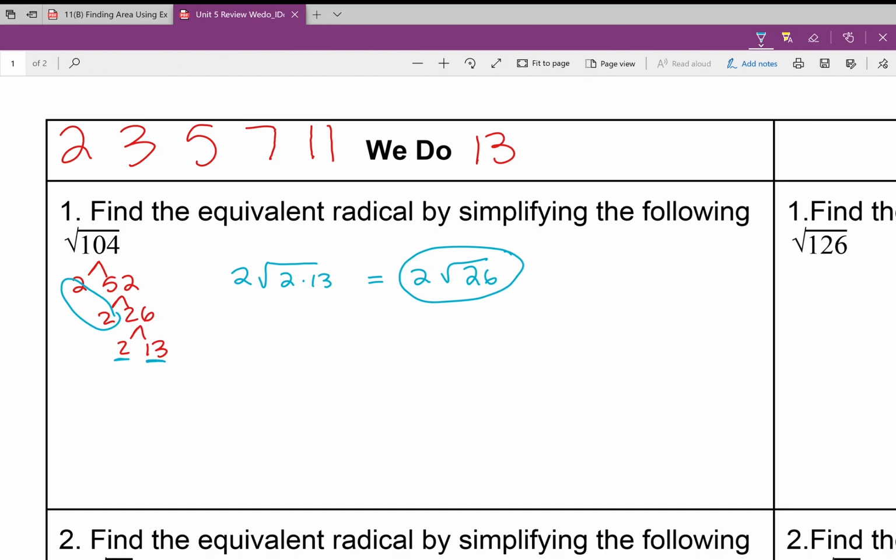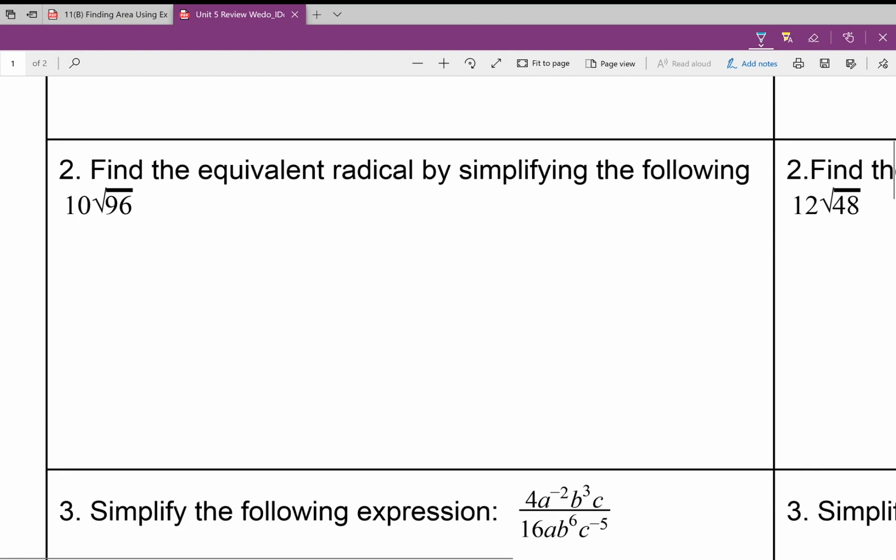Okay, let's look at number 2. Number 2 says find the equivalent radical by simplifying the following. So it's very similar to the top. Remember our prime numbers are 2, 3, 5, 7, and 11. So when we're simplifying our radicals, we're only going to look inside the square root. So let's look at 96. So 2 can go into 96 48 times.